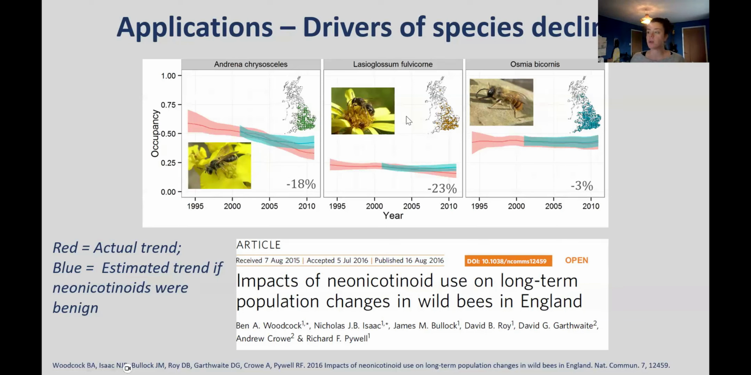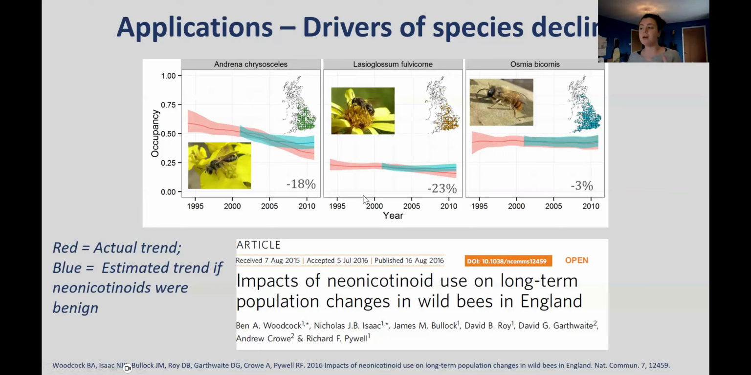So what you see is that for these first two species, the Andrena and the Lasioglossum, which are species that are known to forage on crops that are treated with these insecticides, the exposure to neonicotinoids has had quite a big impact on these species' trends by exacerbating their decline by about 20%. On the other side, this Osmia species does not feed on crops that were treated with neonicotinoids, and therefore we haven't found much of an effect of neonicotinoids on this species. So they were able to find this mechanistic link as well.